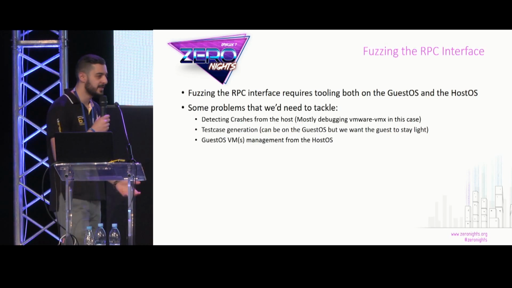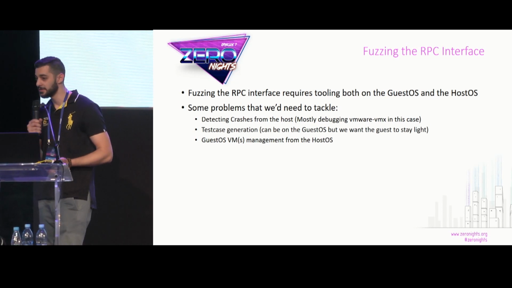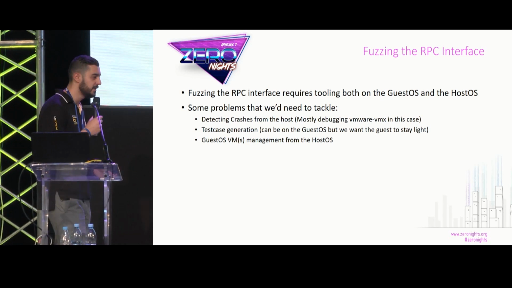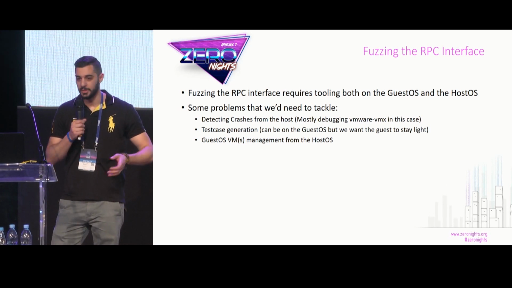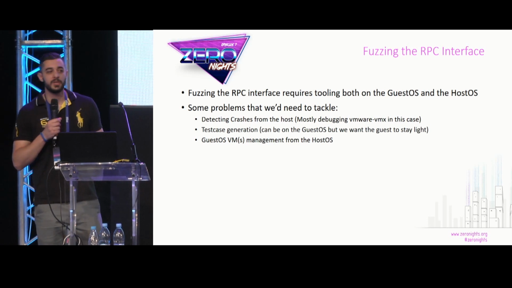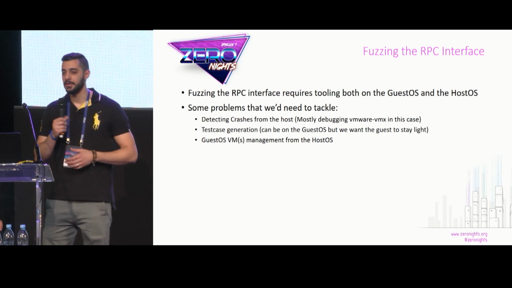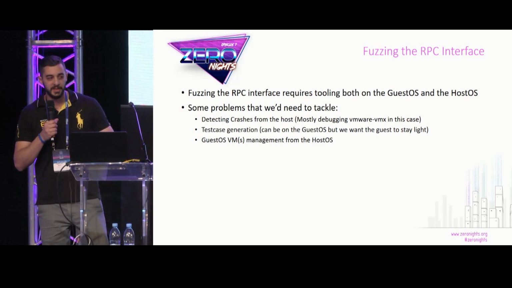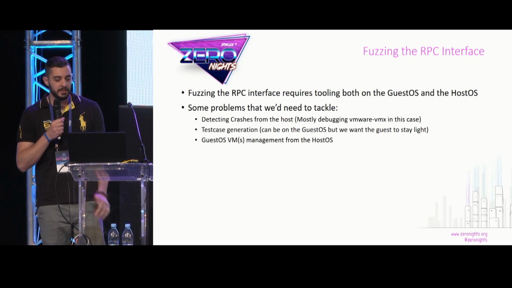So first, we should understand that writing a fuzzer for the RPC interface in VMware is not an easy task. It requires a lot of tooling. And by a lot of tooling, I mean you need to figure out which code has to run on the guest, which code has to run on the host, and all that kind of stuff. There are also some problems that we should tackle, like monitoring, test case generation, and all that kind of stuff. Like how would we actually manage all the VMs, which is something we can do easily with built-in tools in VMware.